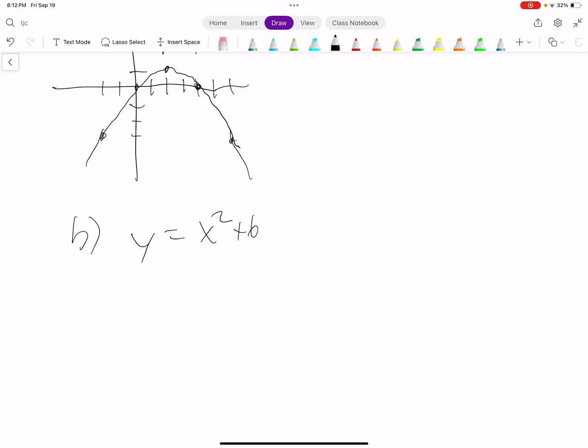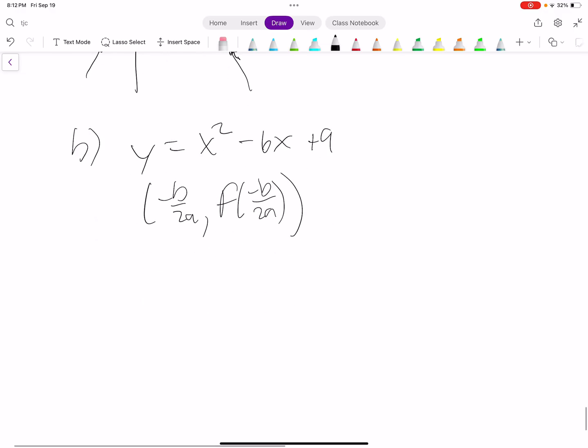So minus 6x. Can't read my own notes here. Minus 6x plus 9. So again, we're going to use the vertex formula, which is negative b over 2a. And then we plug that negative b into the function over 2a. So b is negative 6. So it's negative of negative 6 over 2 times 1, which gives you 3. So the x value is 3.